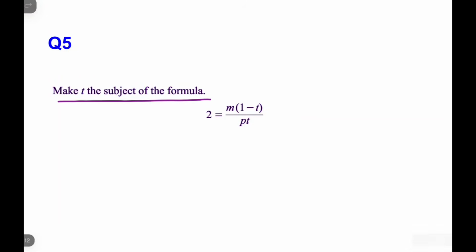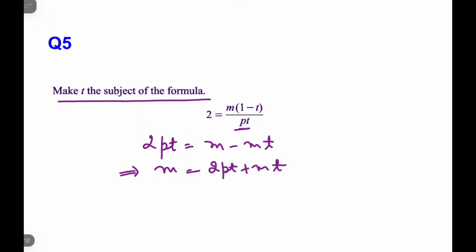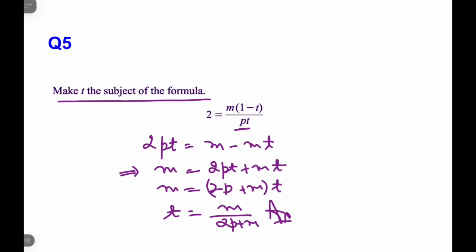Question number 5, we have to make t the subject. So this can be, pt can be shifted on the left hand side. So 2 times pt will be equal to m minus mt. Further it can be written as m is equal to 2pt plus mt. So now we can take t common, we get 2p plus m times t. So t value will be m upon 2p plus m. So this will be our final answer.